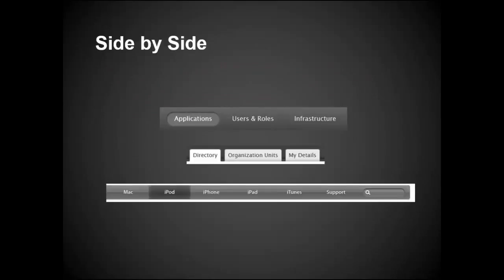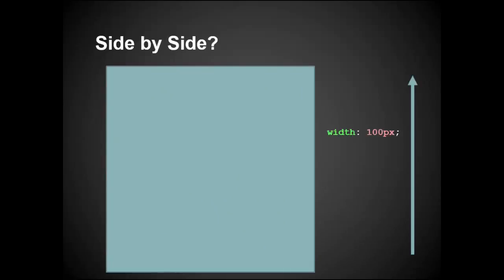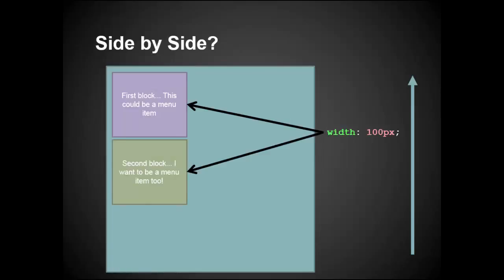However, sometimes we do want to have elements side by side. How can we actually achieve this? So let's first of all try to change the width of the element. The first block is actually like a menu item, so it has 100 pixels width, and then we have the second element that is also 100 pixels width. However, it does have space. However, it didn't go up.